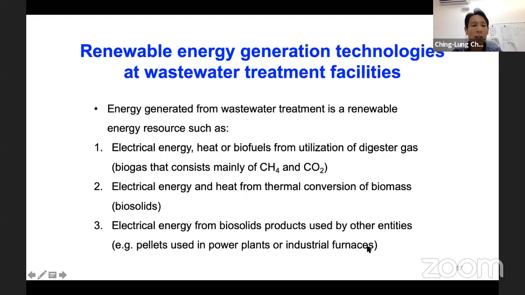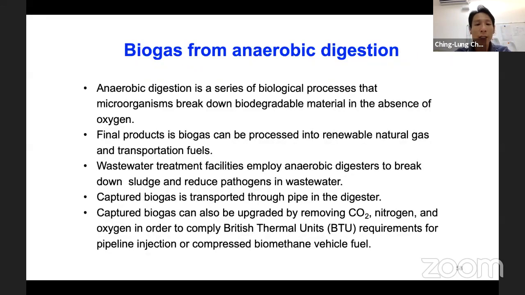Okay, and then this is a renewable energy generation technology at wastewater treatment facilities. The energy generated from wastewater treatment is a renewable energy resource, such as electrical energy, heat or biofuel from utilization of digested gas. Then the electrical energy and heat from thermal conversion of biomass. And then the third, the electrical energy from biosolid product used by another entity.